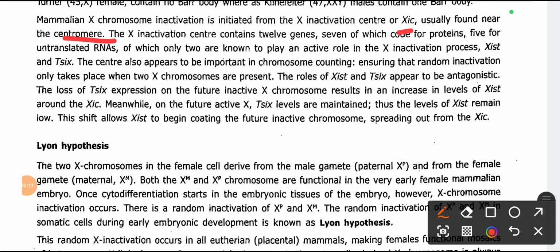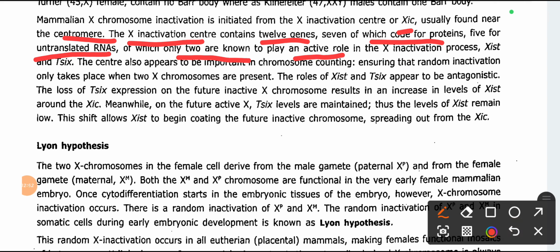In the XIC region near the centromere, where the inactivation is initiated, the X inactivation center contains 12 genes, 7 of which code for proteins and 5 of which are untranslated RNA. Among the 5, only 2 are known to play an active role in the X inactivation process.